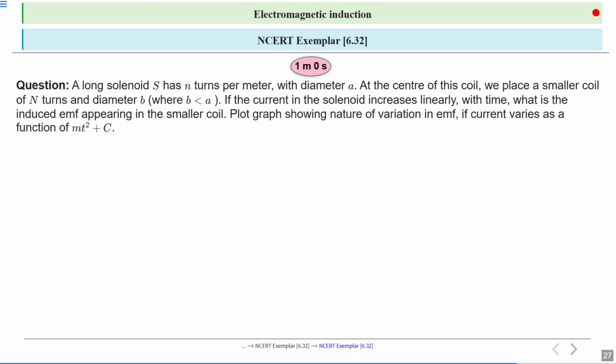Okay, so let's see. Firstly, we have to derive the expression till the part where the current is linearly varying with time and find the induced EMF appearing in the smaller coil. Then we have to plot the graph of the EMF with respect to time when the current varies according to mt square plus c. Here c is a constant, m is also a constant, and this is t square. Okay, so I will give you some time to think about it.